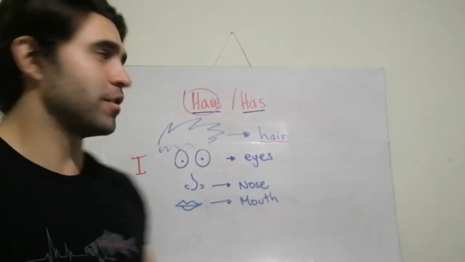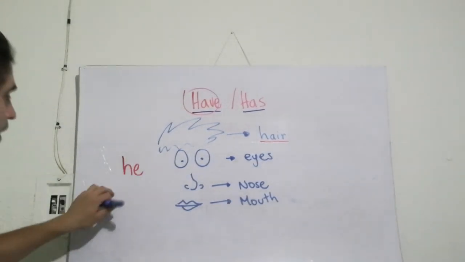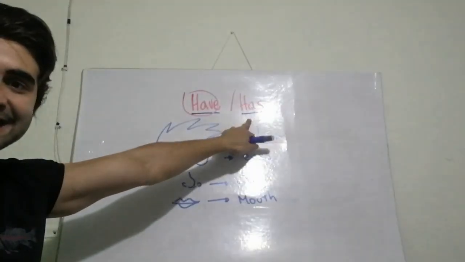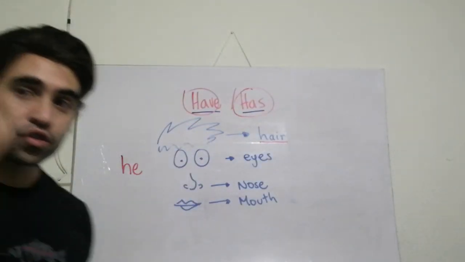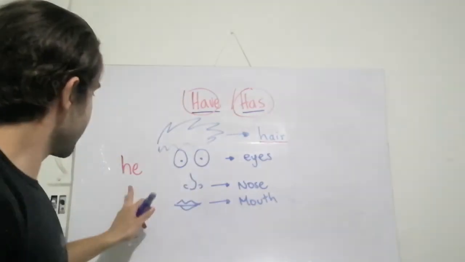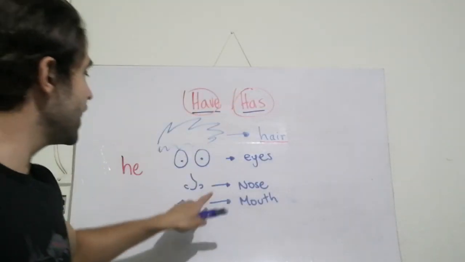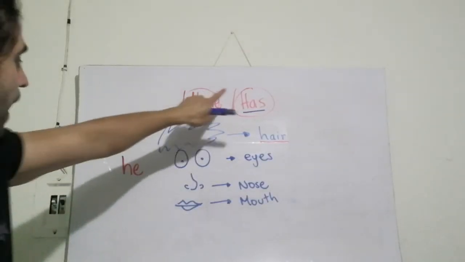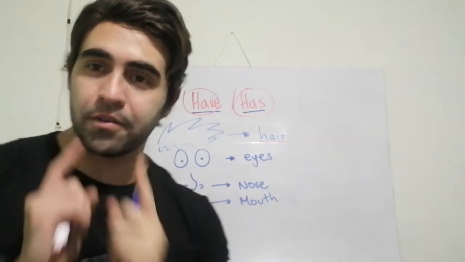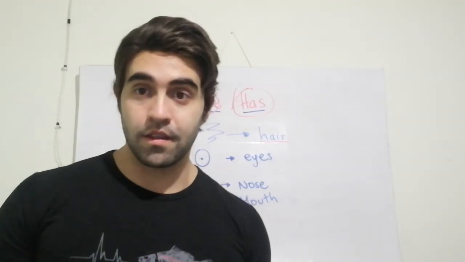Now, if I change I with he, this person, I say he has, because it's third person. So I say he has short hair. He has big eyes. He has a small nose. And he has a small mouth, right? Now, this is the verb have and has. I hope you understand the difference.